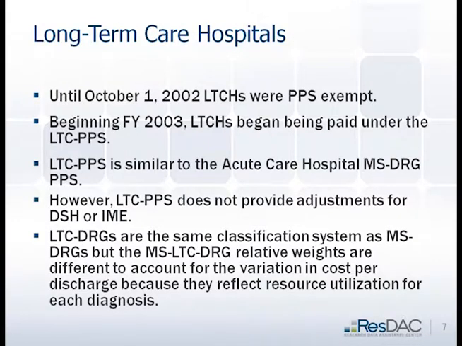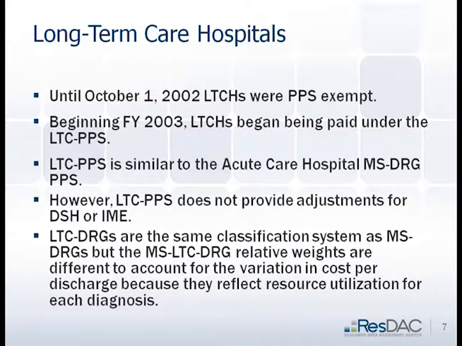For long-term care hospitals, again, in 2002, starting with the CMS fiscal year, October 1st, they began being paid under long-term care PPS. It's very, very similar to the acute care hospital PPS. They do use the same calculations. Oftentimes, if you look at the Federal Register, they'll have acute care and long-term care in the same section because they are paid in very similar ways. However, the long-term care does not provide for adjustments for DSH or IME.